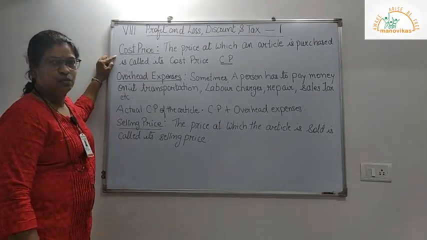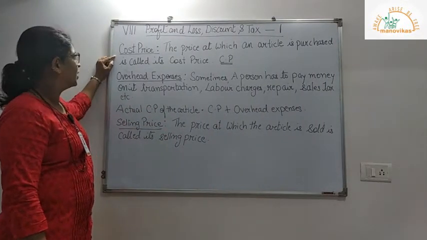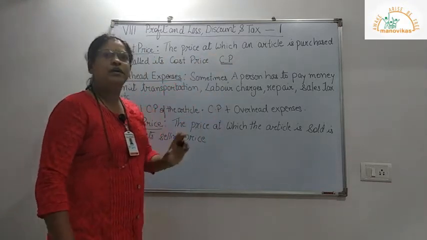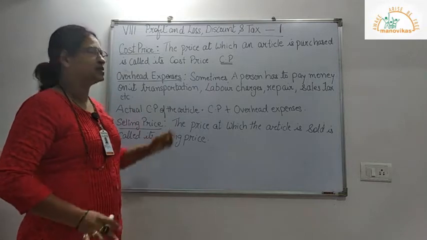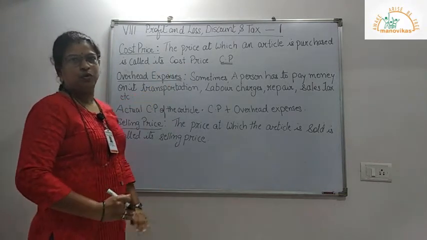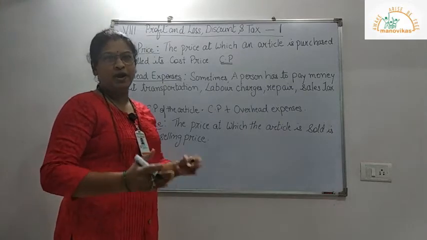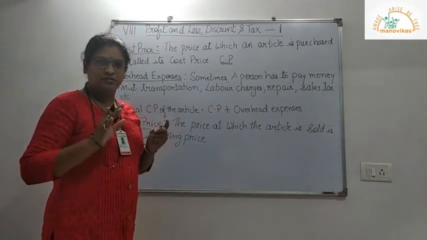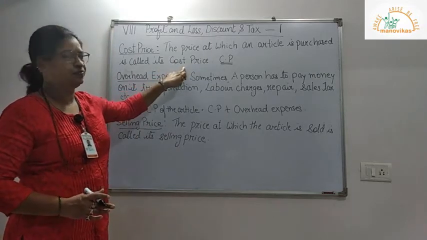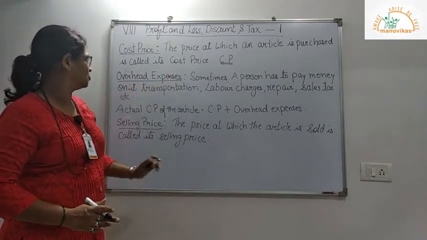Now first we see what we mean by cost price. Cost price: the price at which an article is purchased is called the cost price of the article. So when we go to a shop and buy some article, we buy it for the cost price. That is what is called the cost price.